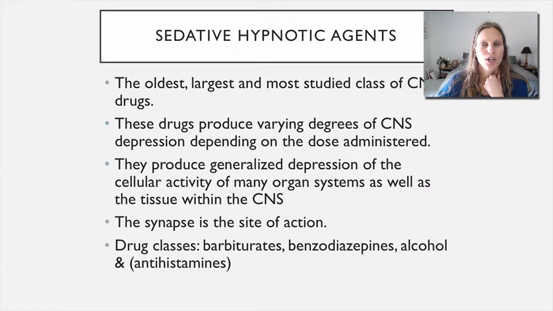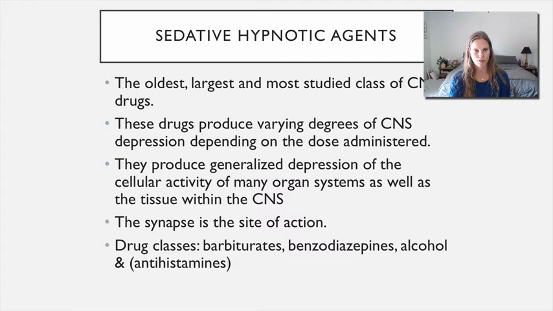So here we go. I'm going to lump them together to talk about them, and then we'll separate them when we go through the ins and outs of them. The sedative hypnotic agents are the largest, the oldest, and the most studied of all of our CNS drugs. These drugs produce varying degrees of depression depending on the dose, as we said before. They're all depressants, so they're all going to decrease the cellular activity of the central nervous system as well as other organ systems, especially outgoing messages, essentially.